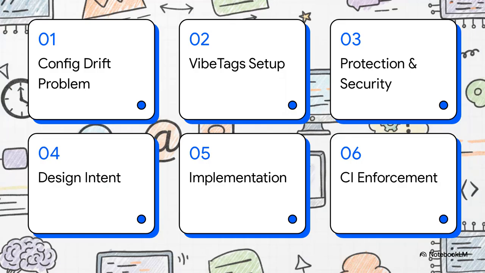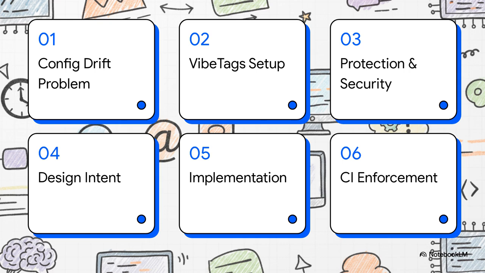So, here's our game plan for today. We are going to unpack the problem of rule staleness, look at the VibeTags setup, dive into protection and security, cover design intent, map out the implementation workflow, and wrap up with CI enforcement.